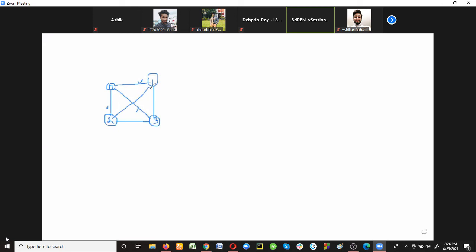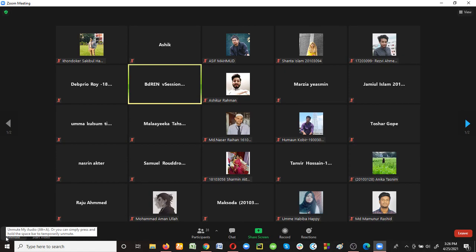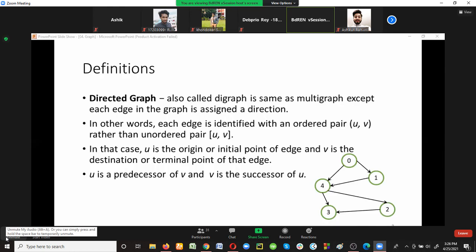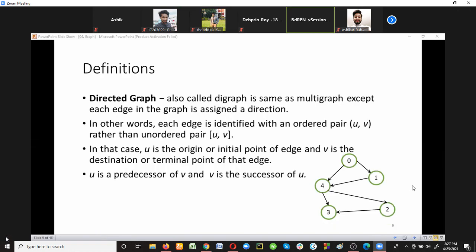And all these graphs are undirected. Why is it undirected? Because the directions are not given. So here the edges can be used as an edge from 0 to 1 or from 1 to 0. So all these graphs are undirected graphs. So what is directed graph? When the directions are given, that is called directed graph. And the directed graph can have multiple edges and it can have loops also. So this graph is a directed graph.